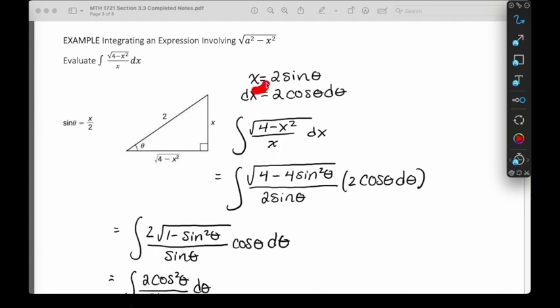And so I'm going to substitute in for x this 2 sine theta. So that's going to give me 4 sine squared theta because I have to square the x. So this was 4 minus x squared, and when I substitute in the x, I get the 4 sine squared theta. And now dx is going to be substituted for the 2 cosine theta d theta. And then x is going to be 2 sine theta, so that's going to come down here and replace x.